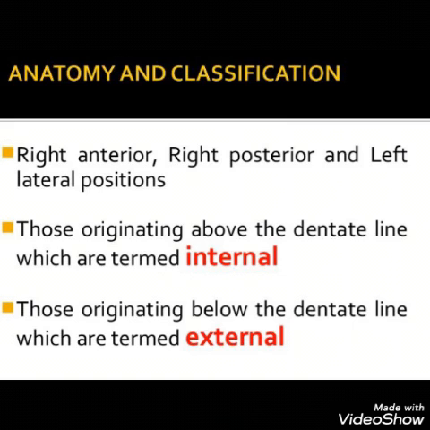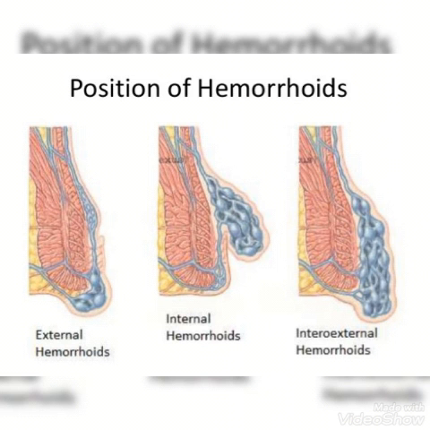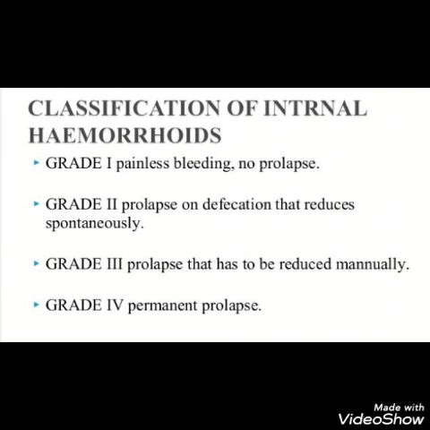Hemorrhoids are of three types depending upon the location. First is internal hemorrhoids, which are above the dentate line, covered with mucous membrane. Second is external hemorrhoids, which are at the anal verge, covered with skin. And third is interno-external, which have both the varieties together.